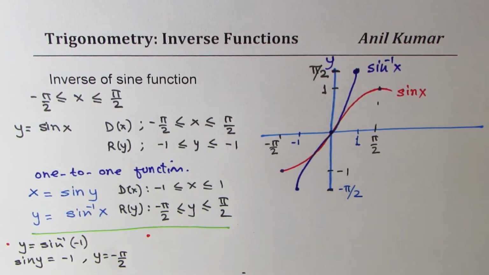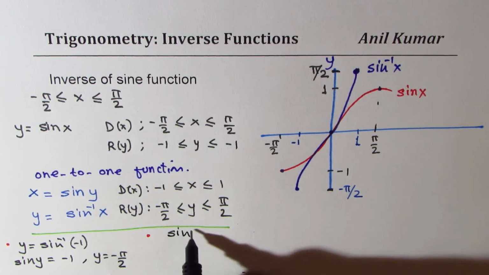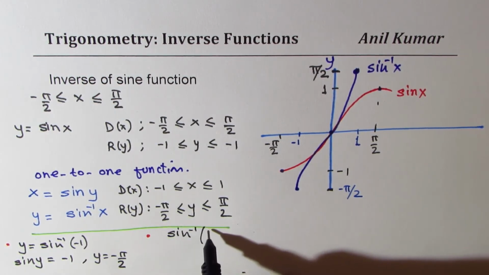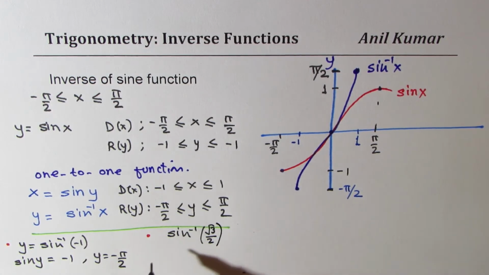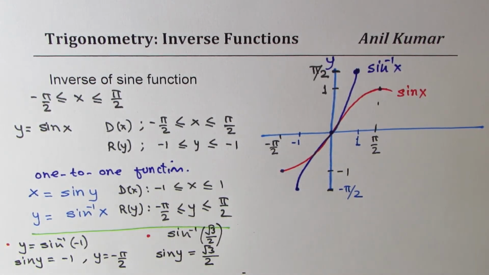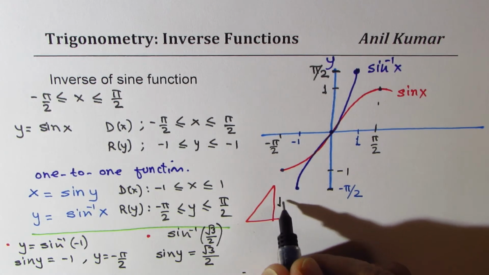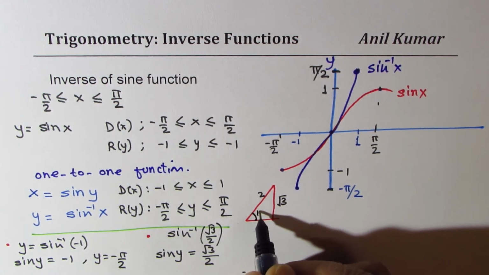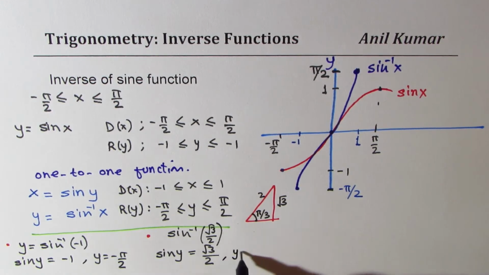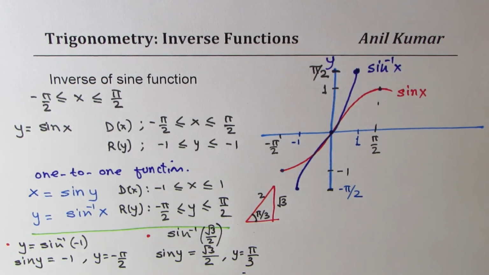Now, this is one example. Let's take one more example. Let's say we want to do sine inverse of square root 3 over 2. In that case, we are looking for sine y equals square root 3 over 2. Getting back to our special triangles, square root 3 over 2 means this angle, which is pi by 3. So we get y equals pi by 3, correct? So it is within the given domain. Perfect. That is how you are going to solve such questions.